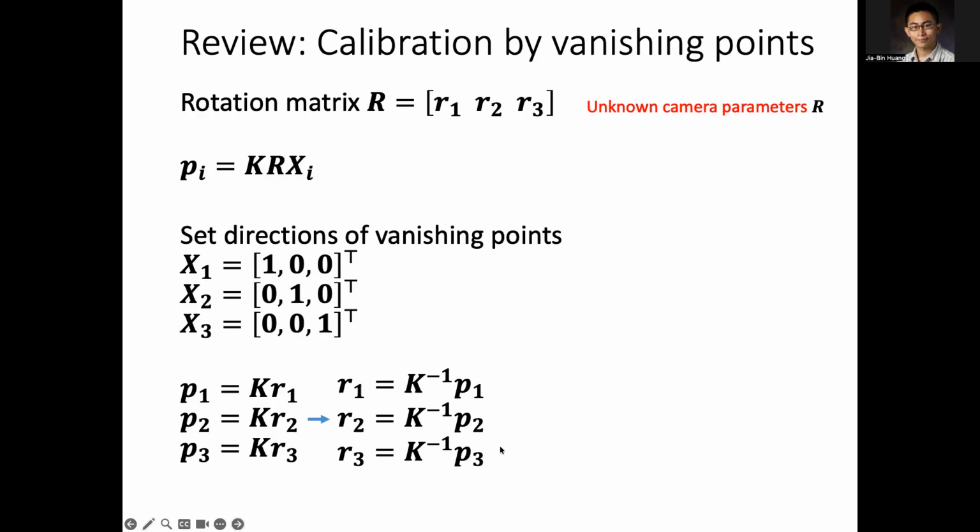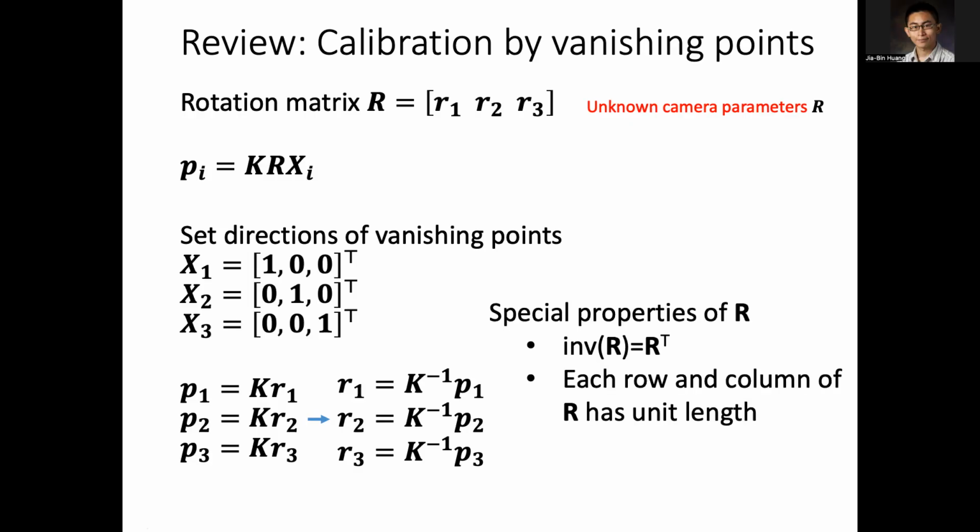But the problem is that you still don't know exactly. Then you can solve for it because you know this rotation matrix will have the property that the inverse of rotation is its transpose, and each column has unit norm. Then you enforce that constraint, and you figure out the rotations.